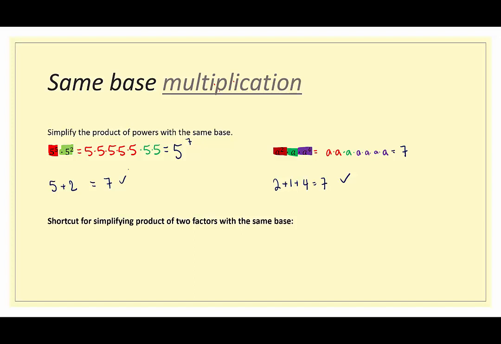It's the same base because it's that big thing that's the same, right? In the first example, we had bases of 5s. In the second example, we have bases of a's. So what we could say is that if we have some base and the same base and they're being multiplied, we can skip that middle step. We don't need to expand. We can add the exponents.